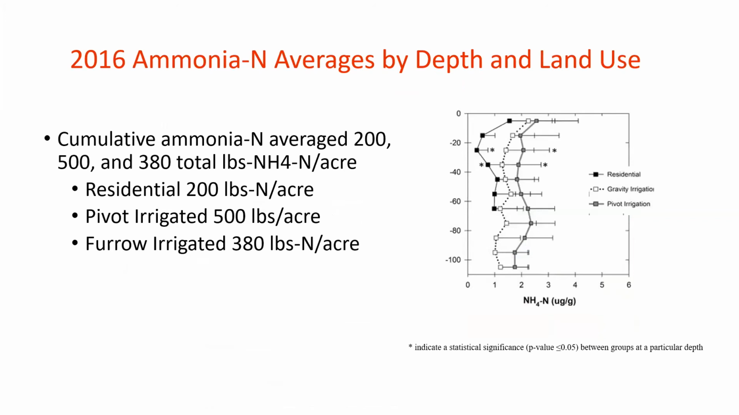We also found some interesting trends of ammonia-N, comparing the amount of ammonia that was stored in the Vadose zone. Residential sites had about 200 pounds N per acre as ammonia. Pivot irrigated sites had more than twice that amount, and then furrow had roughly twice the amount of N as ammonia stored in the Vadose zone.